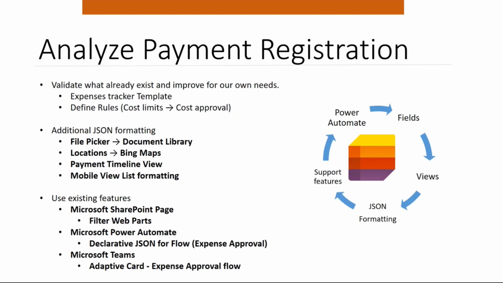And then we have the features on top of the solution that I'm going to provide with the custom formatting itself. And this will be the file picker, using the locations with the Bing maps. Also, I have a specific view for a payment timelines view, and also adapt the user interface that we have from the list so that it also fits the mobile view. I also want to use the integration with the SharePoint page, with the filters, using Power Automate with the JSON to start the flows, and also use the adaptive card where we can make our approval process of the rules that I mentioned before.